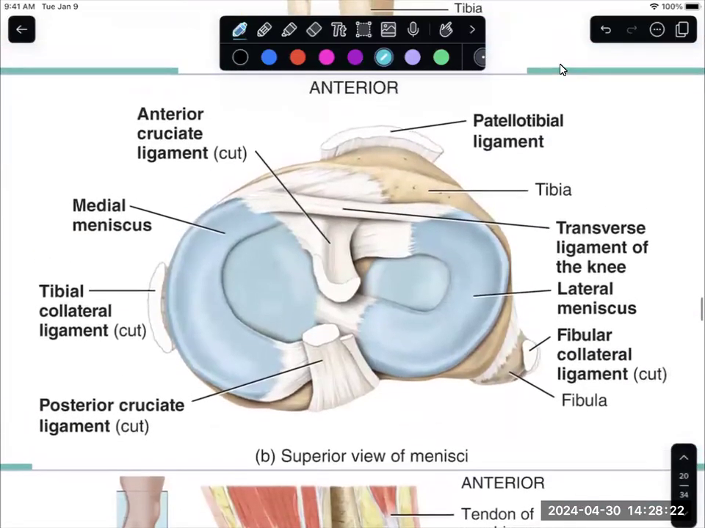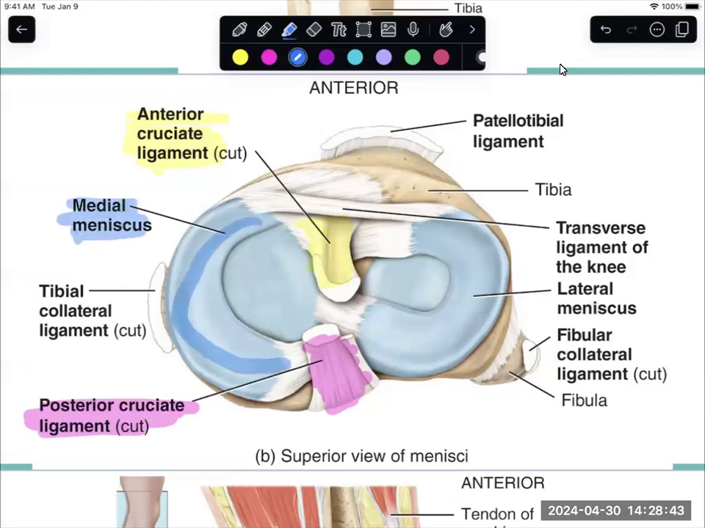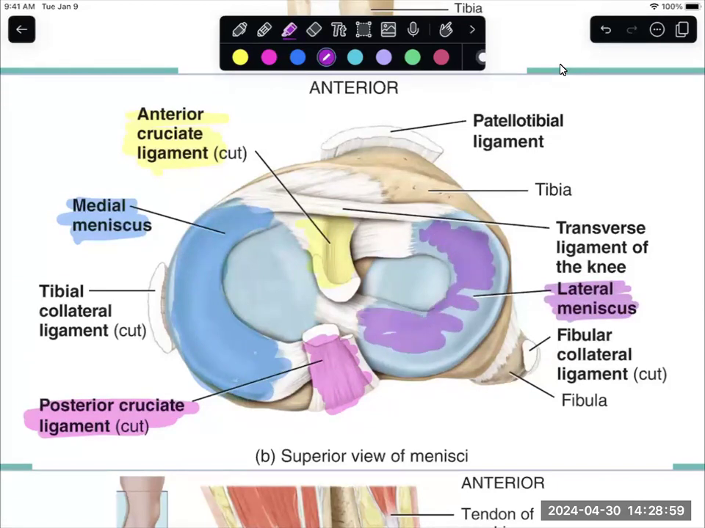So here we can see that anterior cruciate that starts on the front of that tibia. You can see that posterior cruciate ligament that starts on the back of that tibia. You can see that medial meniscus. The medial meniscus, if you notice, is a lot larger than that lateral meniscus. And then we have our lateral meniscus on the outside, which is on the same side as that fibula. That is smaller.